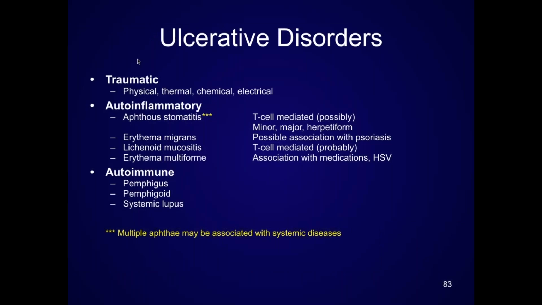So when it comes to ulcer disorders, again, just try to peg them into a category. More often than not, they're going to be traumatic. If they fall into this inflammatory category, I want to point your attention to the fact that aphthostomatitis and lichenoid mucositis are both thought to be T-cell chronic inflammatory disorders.